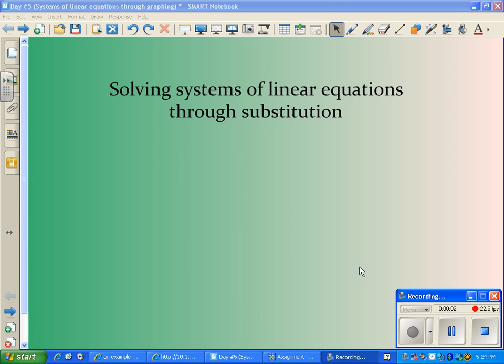Hi again. So today we're talking about systems of linear equations through substitution. It's still the same idea that we are trying to find out where two lines, straight lines, intersect. Well, sometimes it's not as easy to graph it.